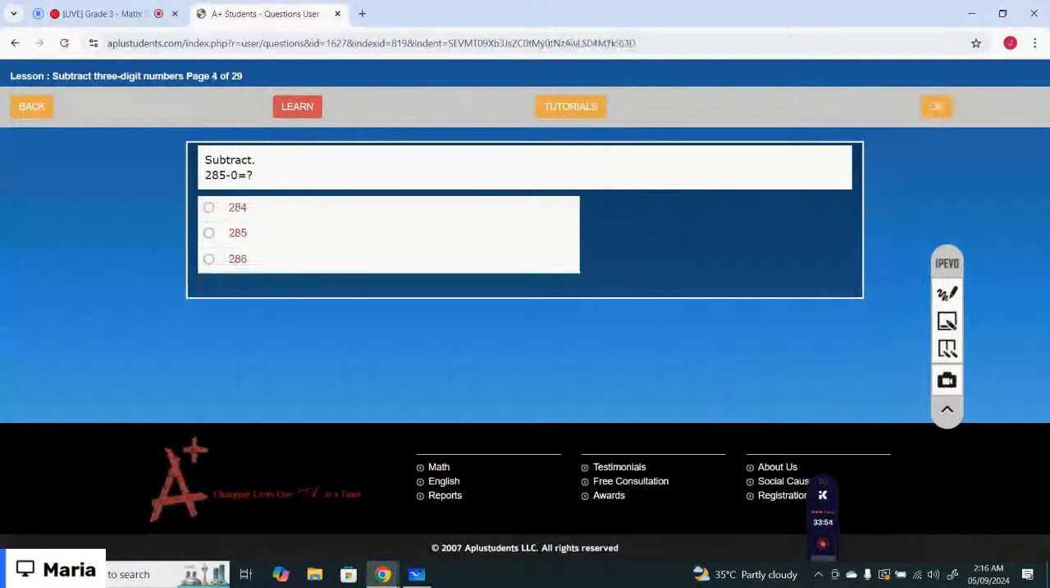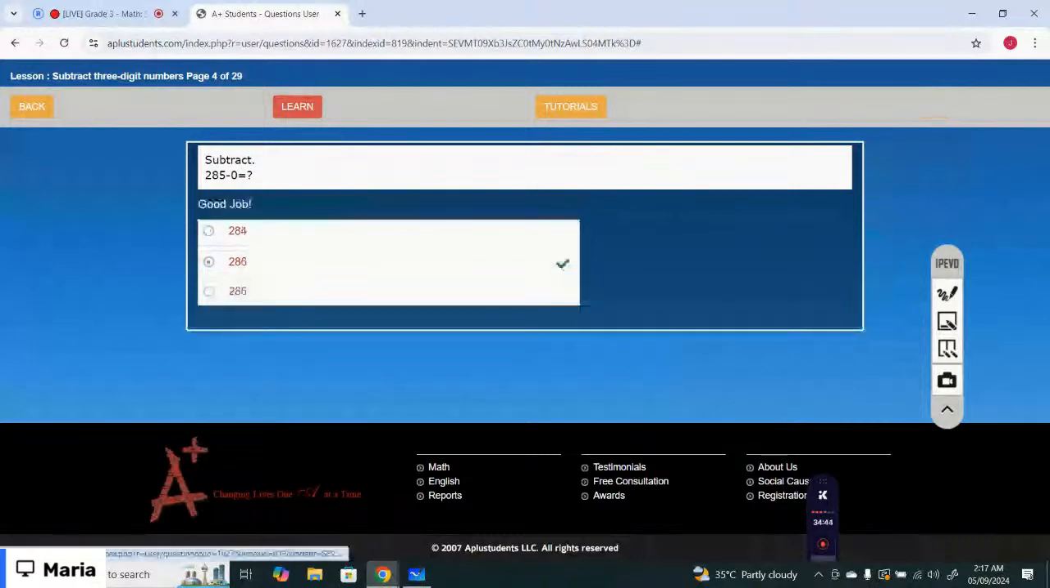The next one is subtract 285 take away 0. So which is the correct option? That is 285, right? Any number when subtracted by 0, the number stays the same. That is 285.